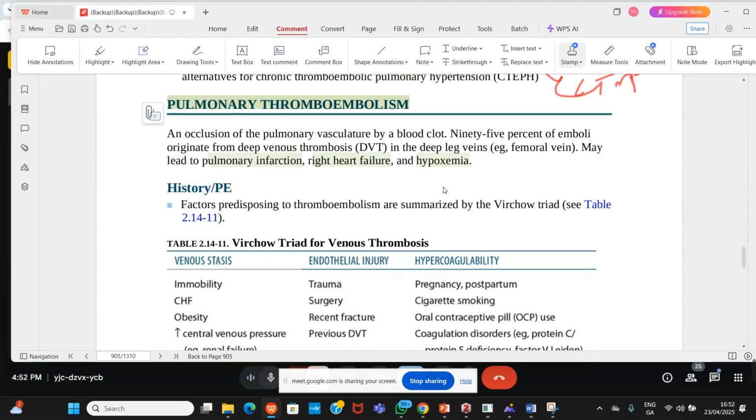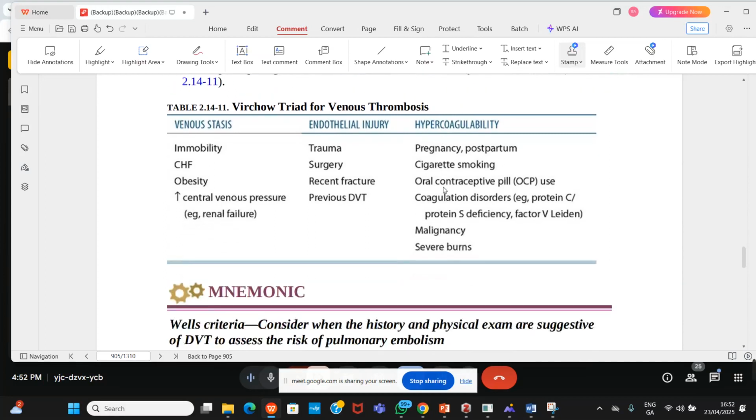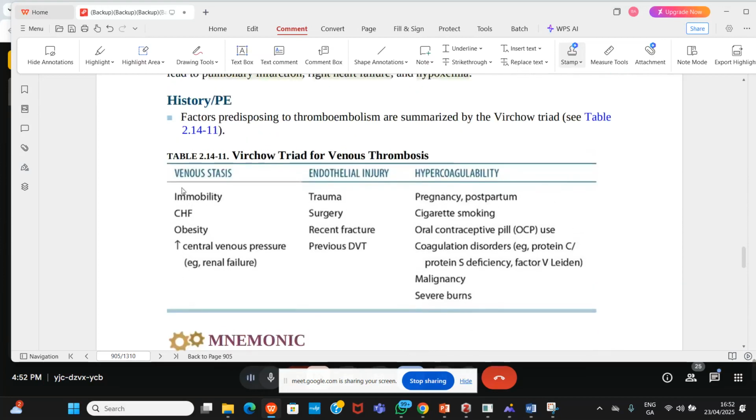So PE can lead to pulmonary infarction. By the time the person starts having hemoptysis, it means that there's already lung infarction. It can cause right ventricular failure, so at that time you want to thrombolyse immediately, and it can lead to hypoxemia.